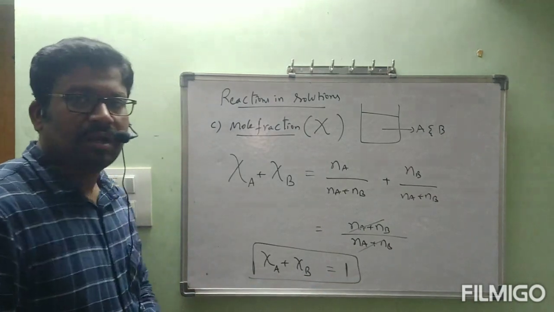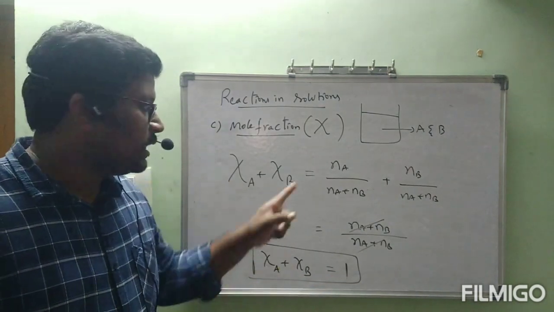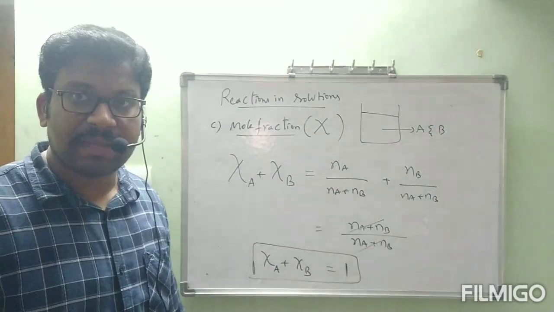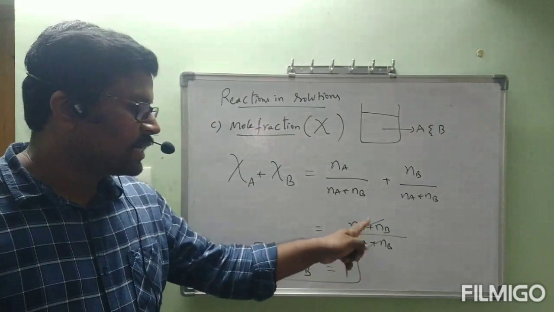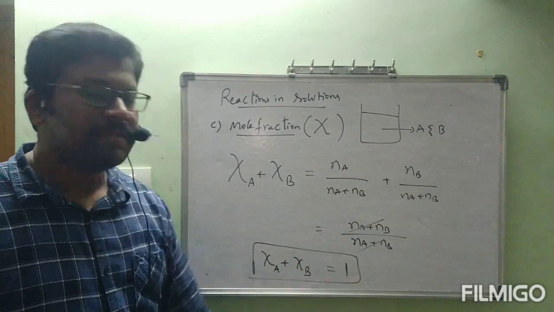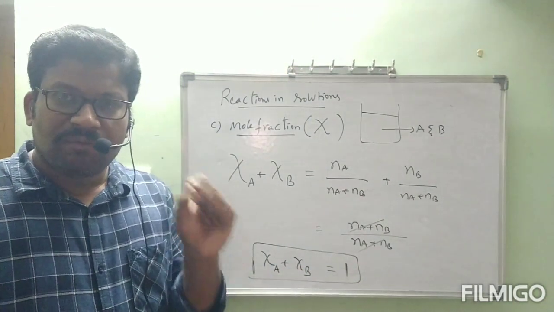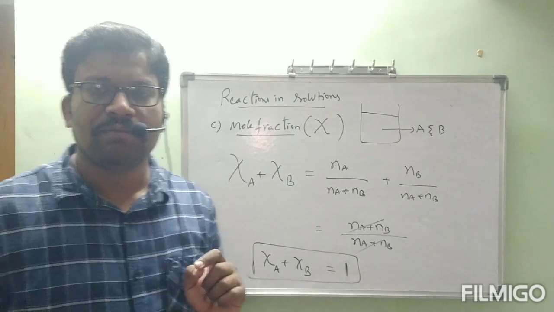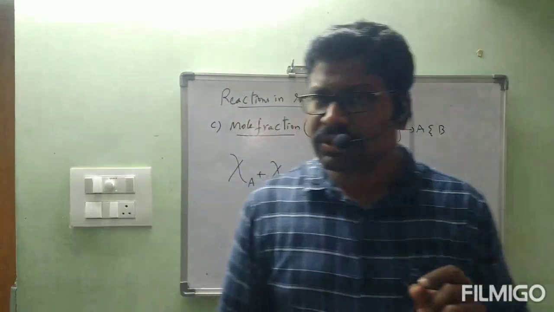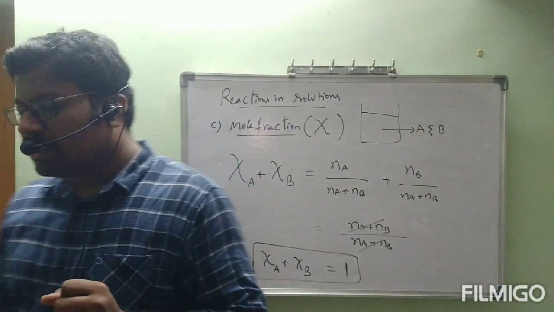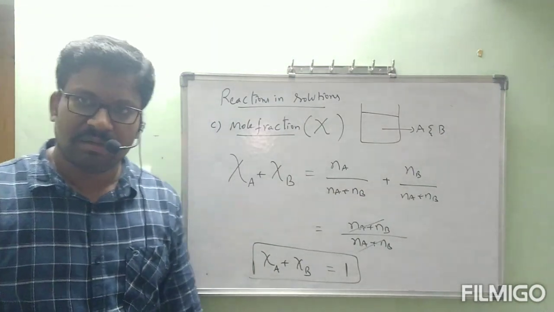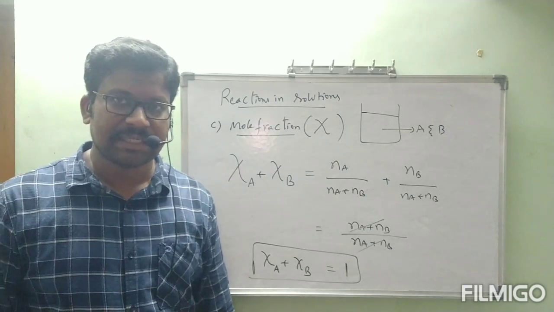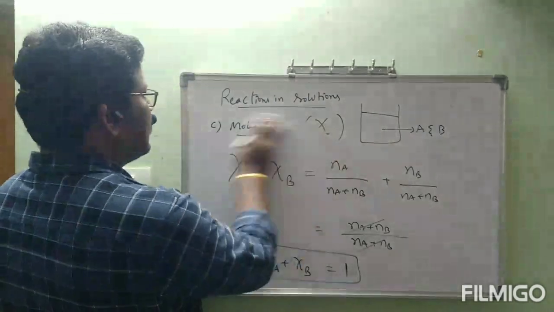How did we get this 1? What is the chi A formula? Na by Na plus Nb. Chi B formula, Nb by Na plus Nb. Then the sum of these two, chi A plus chi B, is equal to, these two get cancelled. Finally we got chi A plus chi B is equal to 1. Every time, the sum of the mole fractions of the components present in the solution is equal to 1. Okay, this is about the third definition, that is mole fraction. Now we have the fourth one, that is weight percentage. Let us see that one and complete this today.